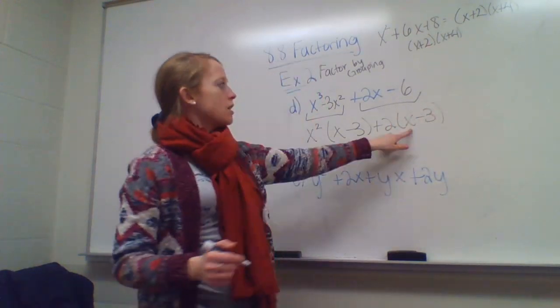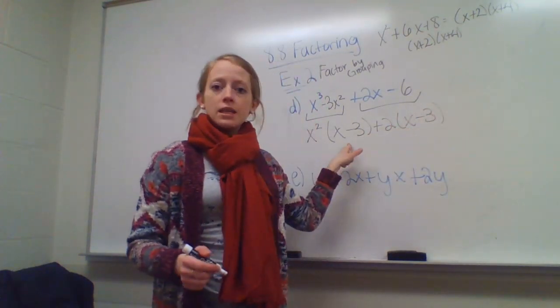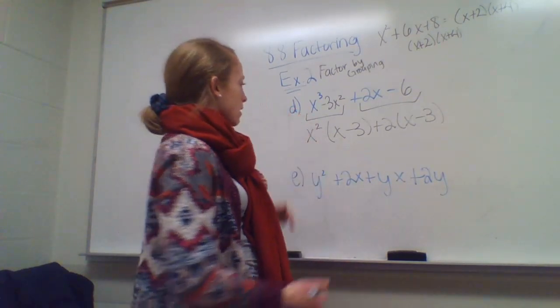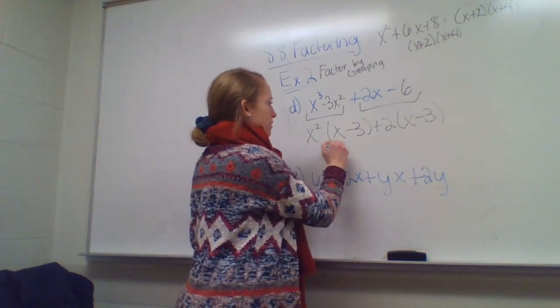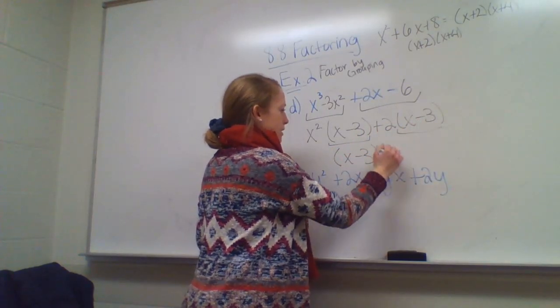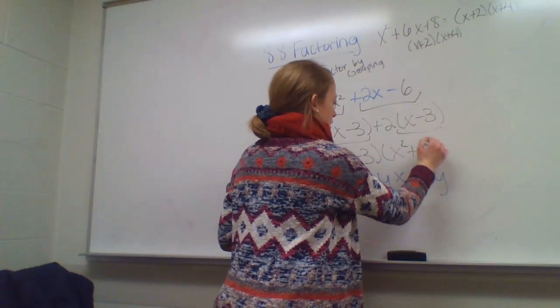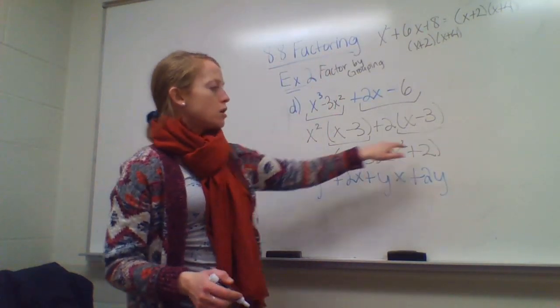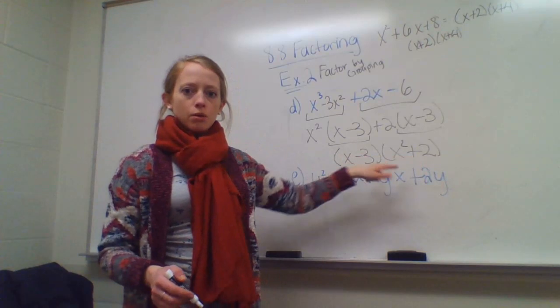Remember, what you get in the parentheses should be the same for these 2 groups. And if they're not, then you did something wrong when you have these 4 terms. So then factor out the x minus 3. So x minus 3 times x squared plus 2. Okay, and just remember, you can also write this as x squared plus 2 times x minus 3. You can switch the order of these around.